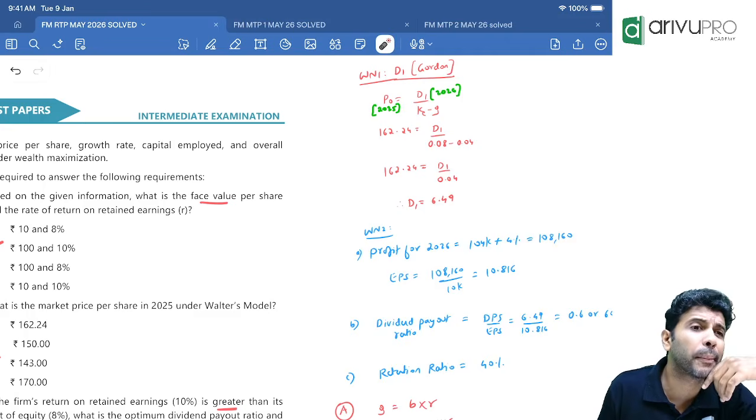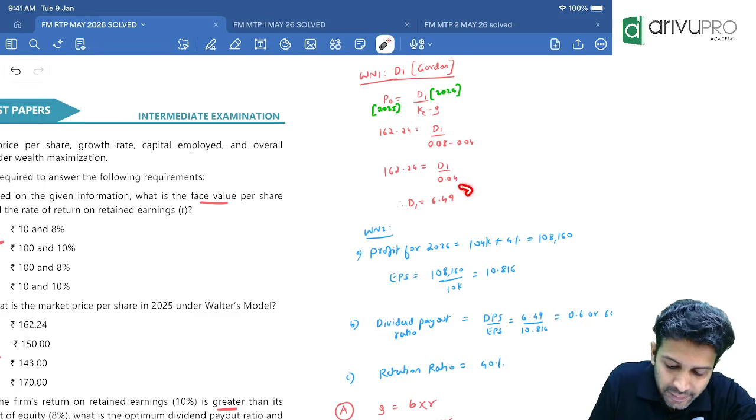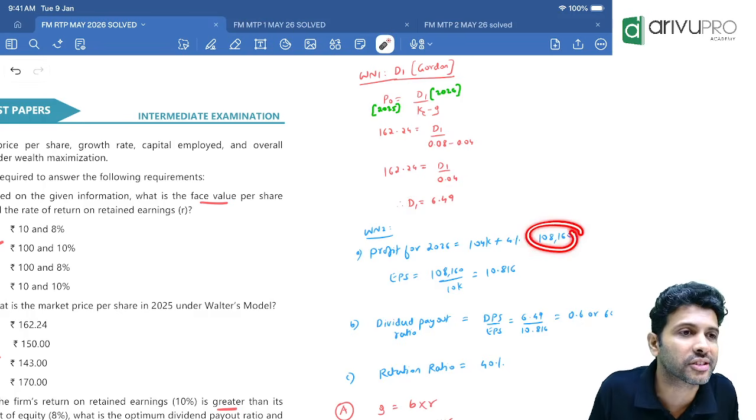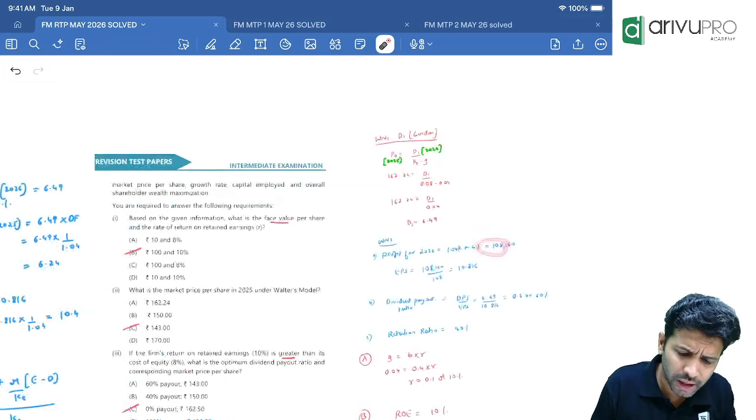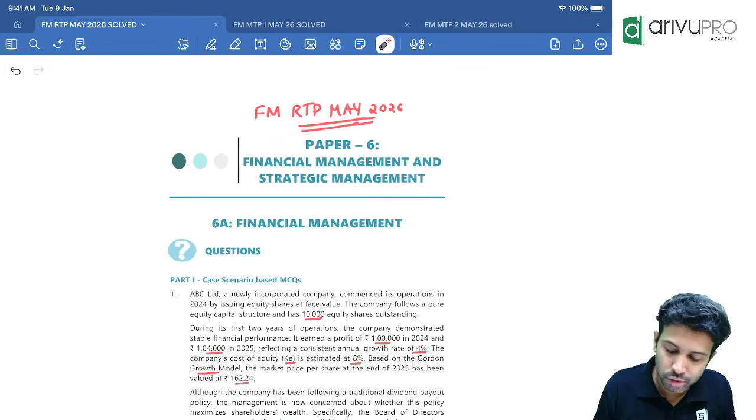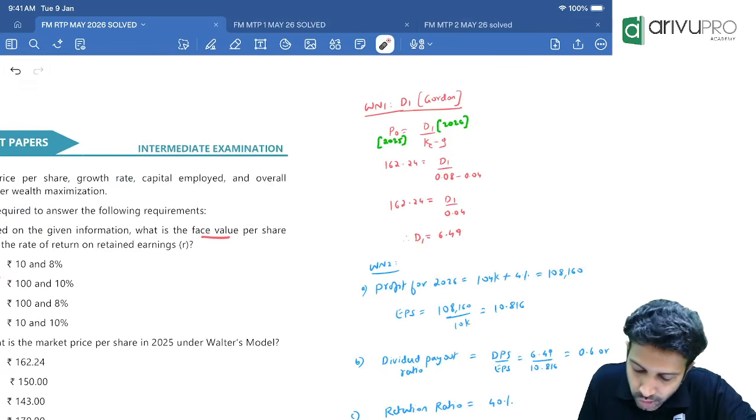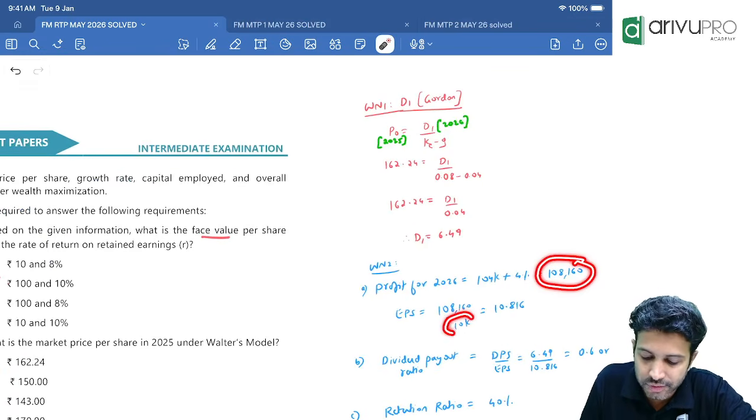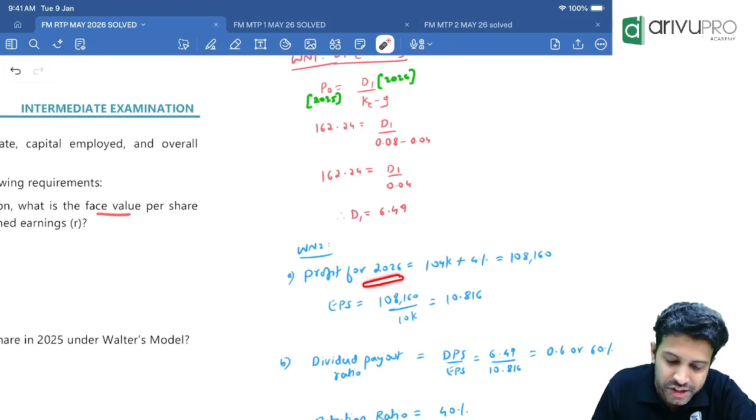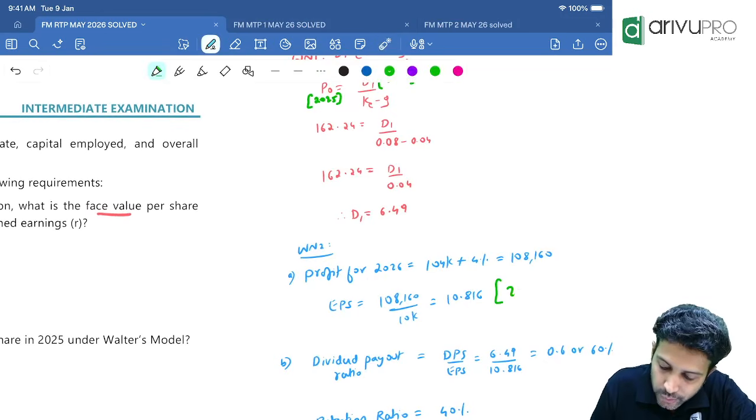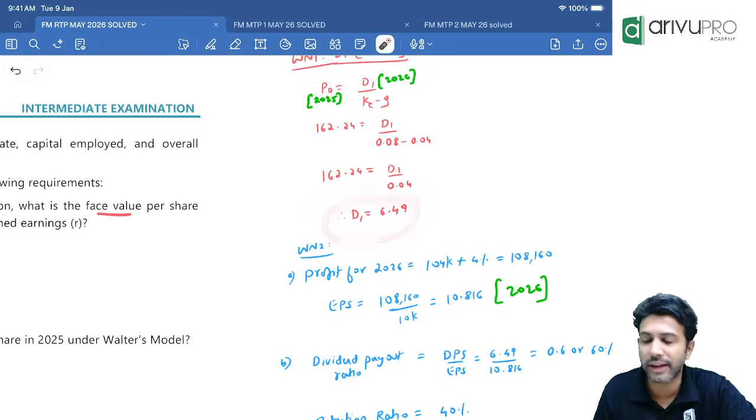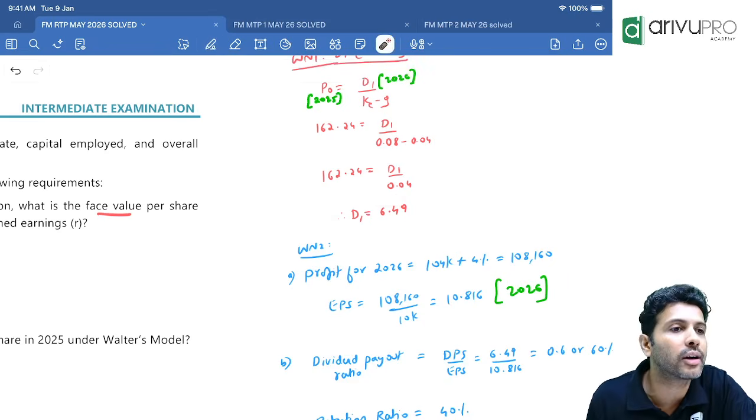How do you get the dividend payout ratio? Dividend per share divided by earnings per share. Is this per share or total? Total earnings. Do you know the total number of equity shares? Yes, given. In the first line only they gave the number of shares, how much? 10,000. So what is the earnings per share? 1,08,160 is for 10,000 shares. For one share it will be 10.816. This is for which year's earnings? This is for 2026. The dividend is also for 2026. Earnings is also for 2026.